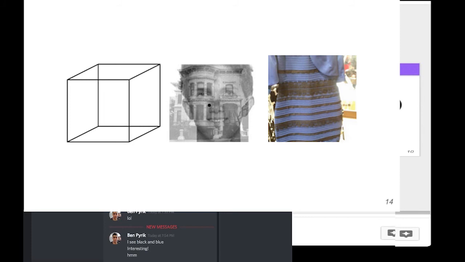Weird. But I would be interested to see what Firestone and Scholl think of the dress example. Right. A one-of-a-kind optical illusion.